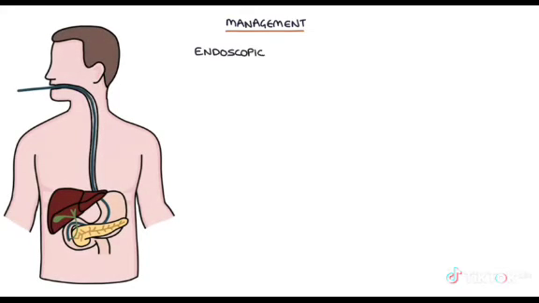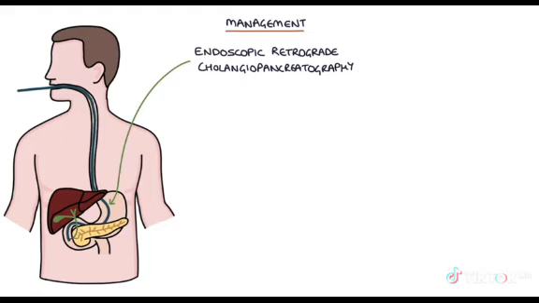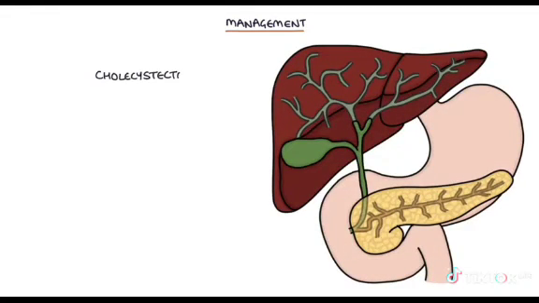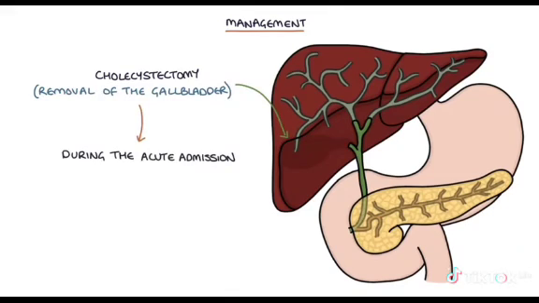An endoscopic retrograde cholangiopancreatography or ERCP procedure can be used to remove stones that are trapped in the common bile duct. Cholecystectomy, or removal of the gallbladder, is usually performed during the acute admission, within 72 hours of the symptoms starting. In some cases, a cholecystectomy may be delayed for 6 to 8 weeks after the acute episode to allow the inflammation to settle.